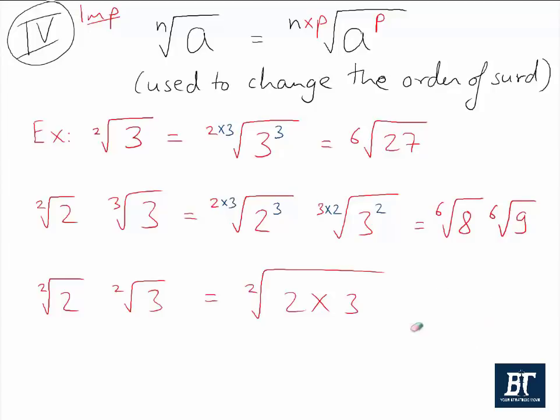So the final answer will be equal to the 6th root of 8 multiplied by 9. So this is equal to the 6th root of 72. So if you see, to combine these two surds whose indexes are not the same, we use this property. A lot of questions will be asked based on this property.